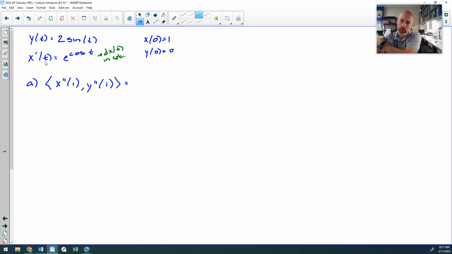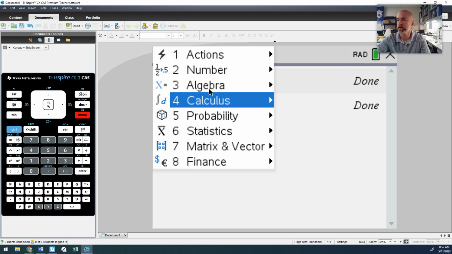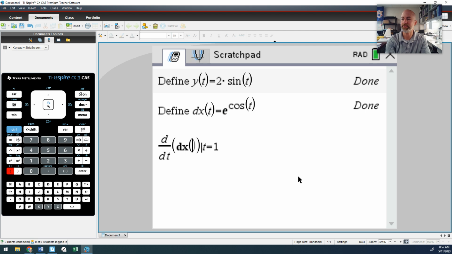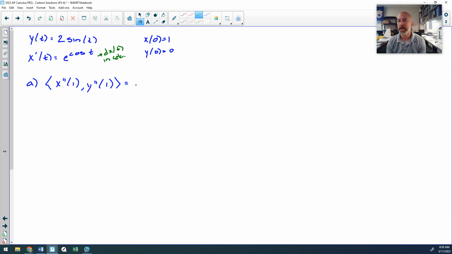Now I need to compute the first derivative of dx to get x double prime. I need the second derivative of y to get y double prime. So I'm going to go menu, calculus, derivative at a point. And I'm going to stick with t's. I need to plug in 1 to the first derivative of my dx of t function. And I'm getting that, which I think I'm just going to go on and get the decimal. Negative 1.444 is the x component.